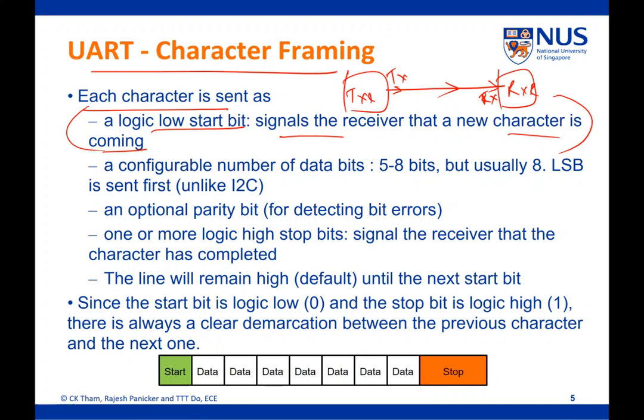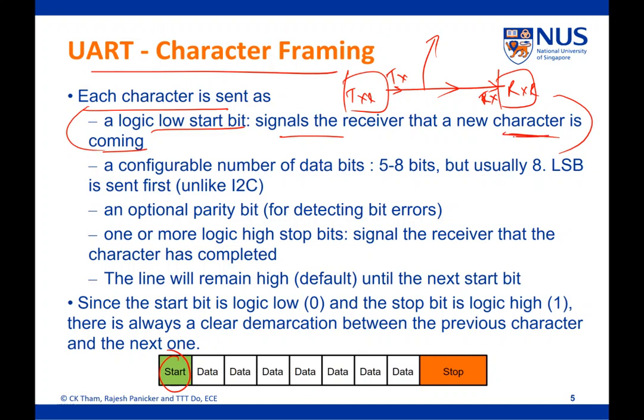Now, what will be the default condition of the line? If you hook up an oscilloscope onto the line, when no communication is taking place, what will be the condition? Yeah, it should be high, right? So that you can uniquely distinguish and figure out that a new data is coming in when it goes low. So the default condition is high. And when it goes low, it signals the beginning of a new character.